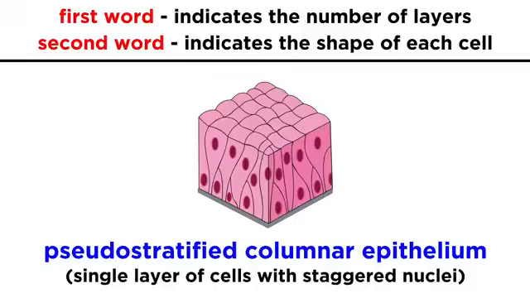Now, before moving on to stratified epithelia, we should mention pseudostratified columnar epithelium, which is like simple columnar epithelium, but the nuclei are staggered in their positioning, and sometimes the cells are of varying heights, with some not reaching the apical surface. This gives it the appearance of being stratified, hence the name.